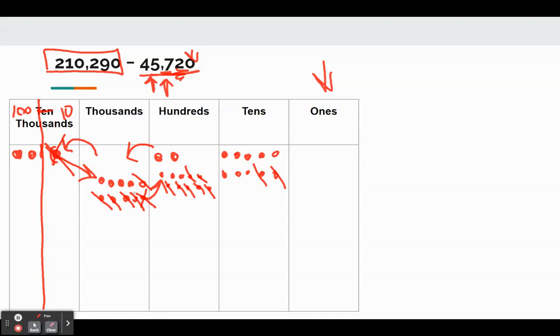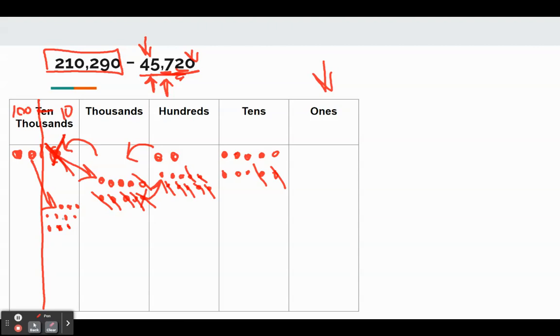Okay. Now, if we look at our 10,000s place, we need to take away 4 10,000s. I had to use my one 10,000 to break into thousands, so I have to go to my hundred thousands place. So I see 100,000 there, and I'm going to take this 100,000 and break it into 10 pieces. 1, 2, 3, 4, 5, 6, 7, 8, 9, 10. So I turned my 100,000 into 10,000s.